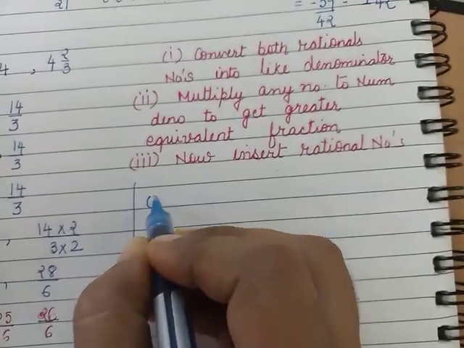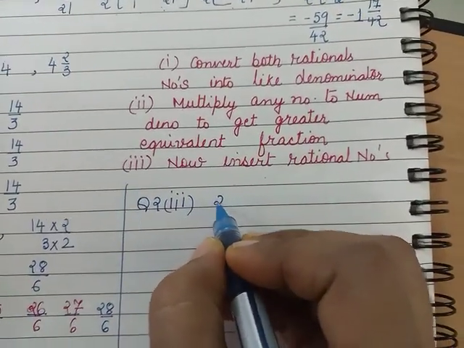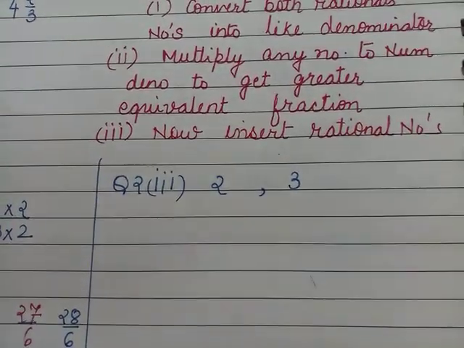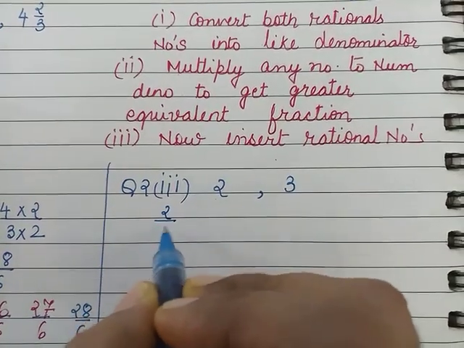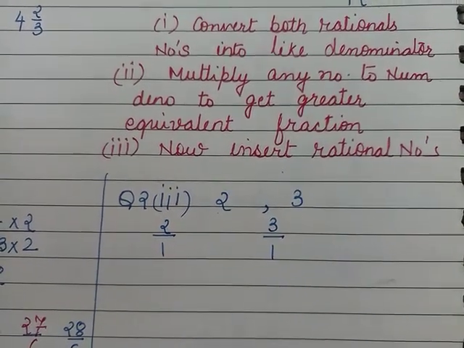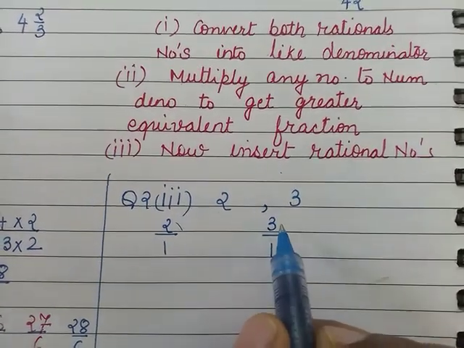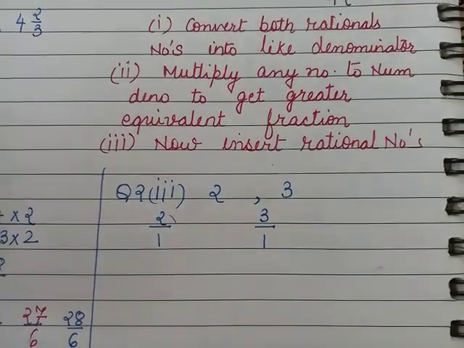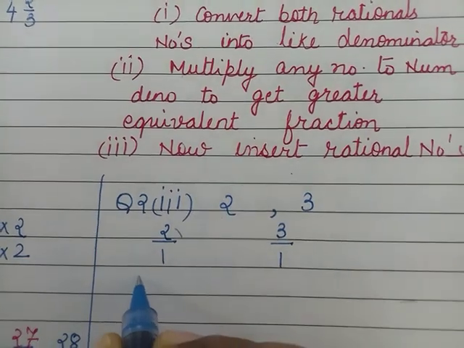Now I consider question number 2, third part. We are given 2 and 3 and we have to insert 3 rational numbers between them. So both have a like denominator, that is 1. Now we have to multiply by a number in such a way that we get 3 numbers. See, if I multiply by 2, it will become 4 and 6. So between 4 and 6 we can insert only 1, but we have to insert 3. So I multiply with a greater number, so I multiply with 4.